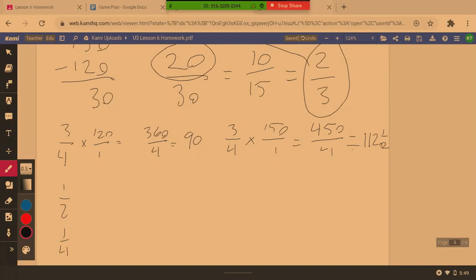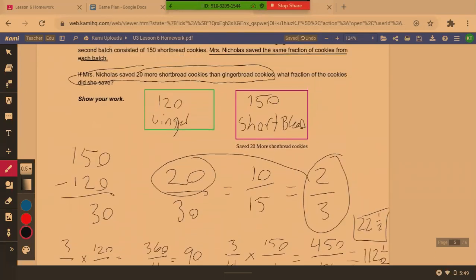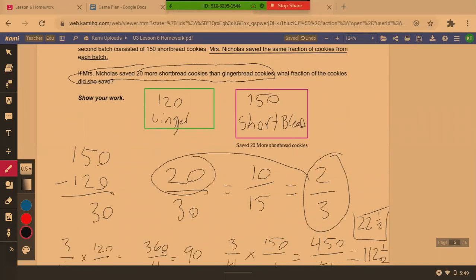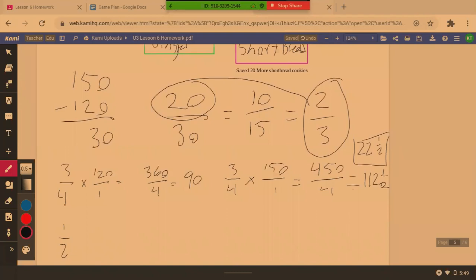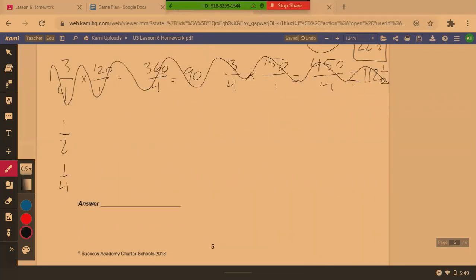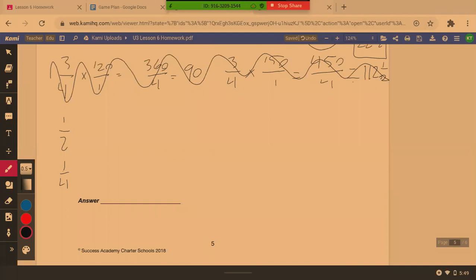Well, let's see. Is 112 minus 90 20? No, it is 22.5. But the problem tells us that Mrs. Nicholas saved 20 more shortbread cookies. So we know that it's not 3/4 because it's 22.5. We need that answer to equal 20. Okay, well, let's try half. Let's see what happens there.